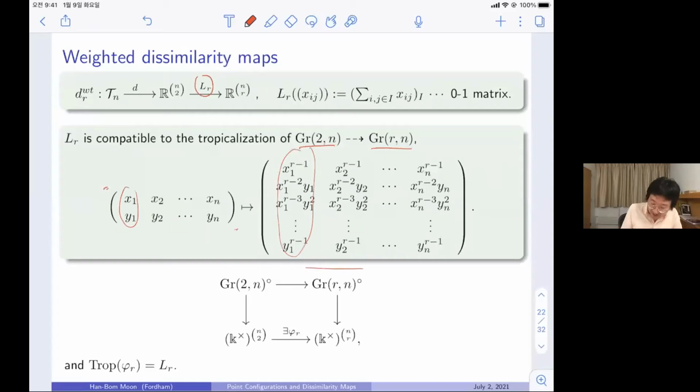Moreover, we can draw a commutative diagram. There is a monomial map, a toric morphism, from the n-fold product of the two-dimensional torus, which contains the affine cone of Grassmannian G(2,n), to the n-fold product of the R-dimensional torus, which contains the cone over Grassmannian G(R,n). And for each toric monomial map, we can define the tropicalization of such a map, which is exactly the linear map L_R described before. So from the point of view of tropicalization, this is very natural, and moreover, it behaves very well.